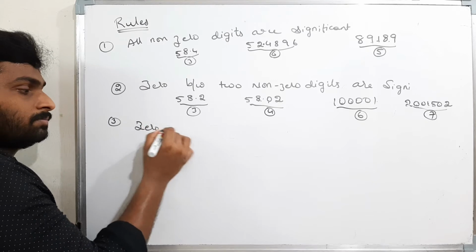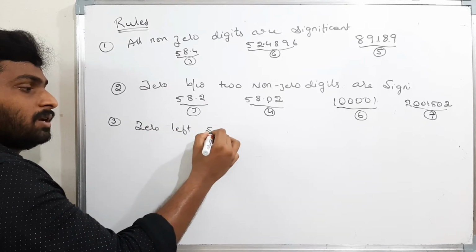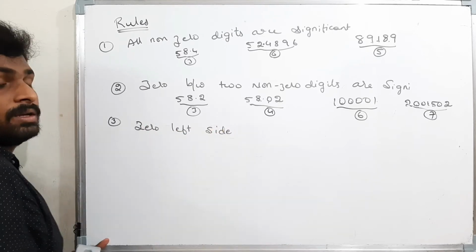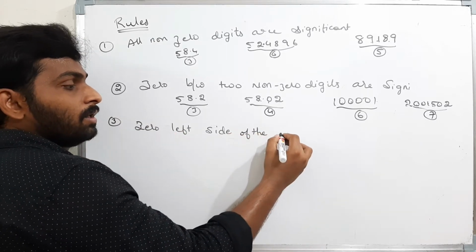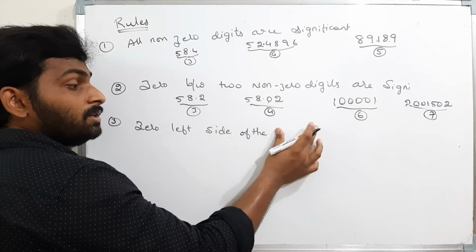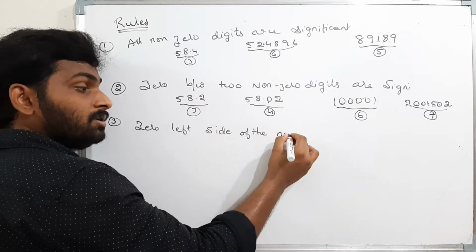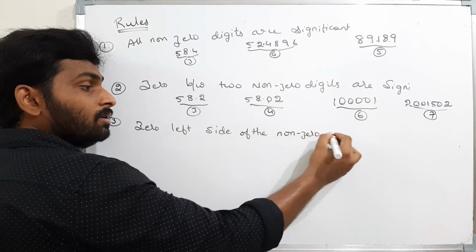Now, rule number 3. Zeros on the left side of the significant figures, that is nothing but zeros on the left side of the non-zero digits.